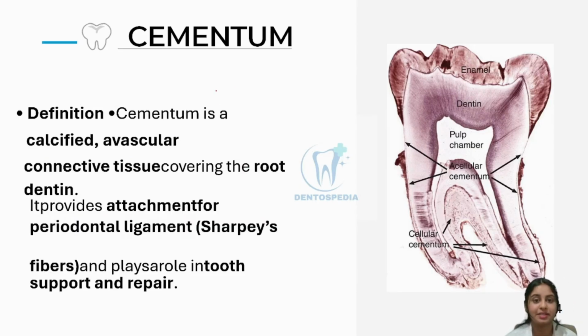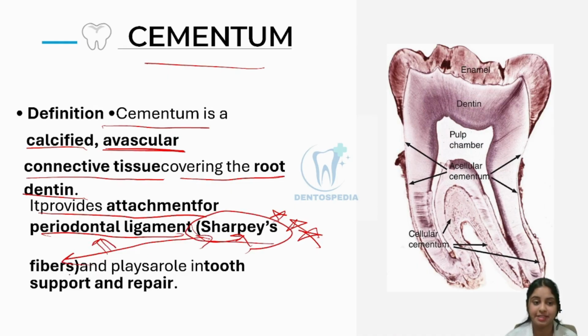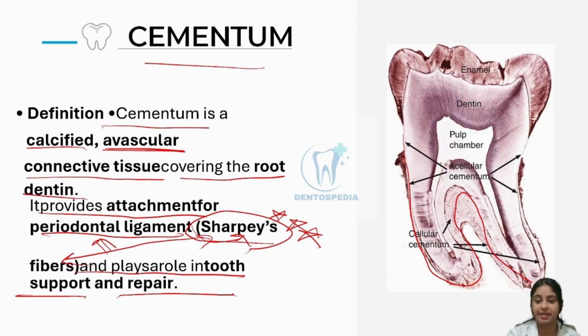Coming firstly to the cementum. Cementum is a calcified avascular connective tissue that covers the root dentine. It provides attachment for periodontal ligament, especially the Sharpey's fibers. These Sharpey's fibers are very important from the exam point of view. They are the terminal ends of the fibers seen in the periodontal ligament. We are going to discuss the Sharpey's fibers in detail, and they play an important role in tooth support and repair. So here from the diagram we can see the cementum that covers the root dentine.